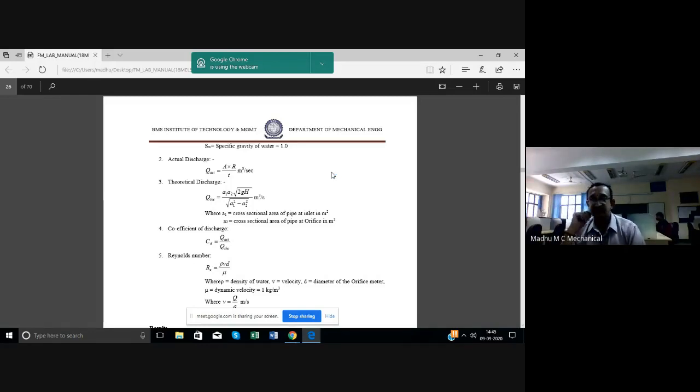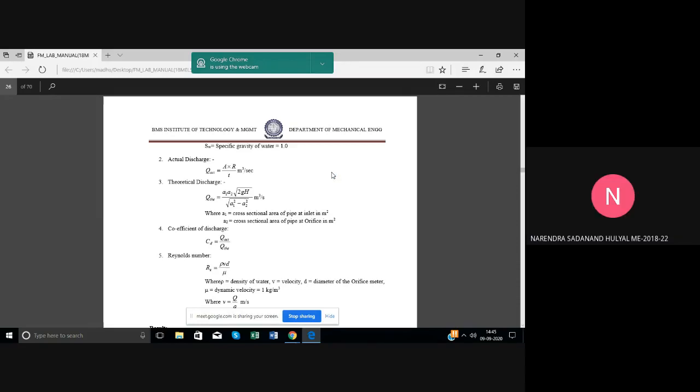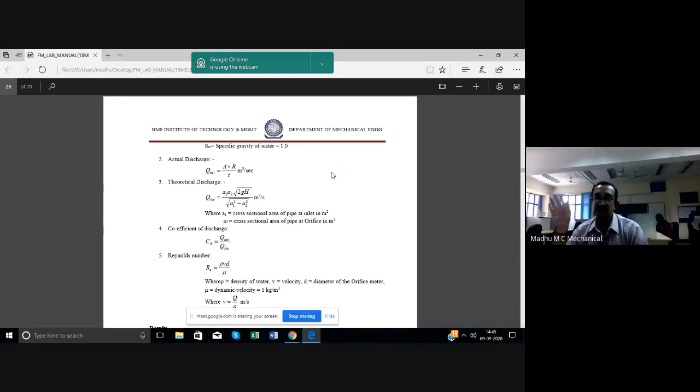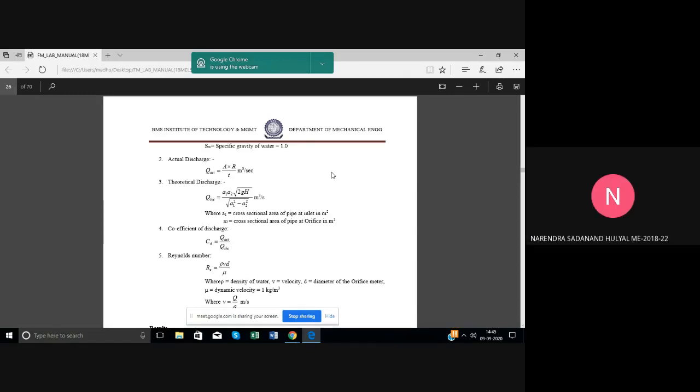Next, theoretical discharge. Do it now. A1 is equal to pi by 4 d1 square, A2 is equal to pi by 4 d2 square. Calculate the values of A1 and A2. It should be in meter square, right? Convert everything to meters. A1 value is 0.49.